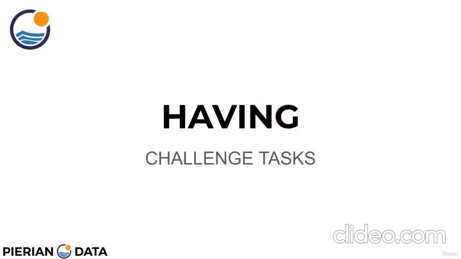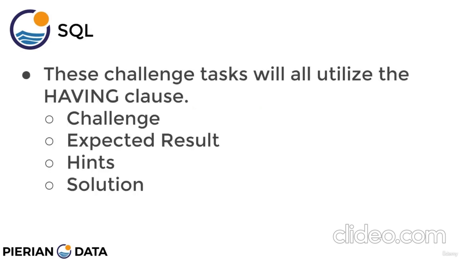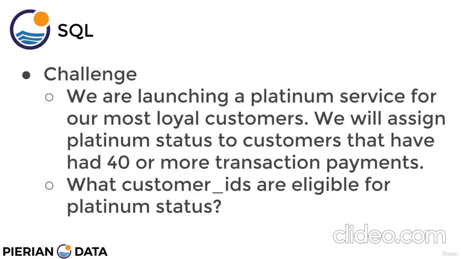Welcome back, everyone. In this lecture, we're going to give you some challenge tasks that focus on the HAVING clause. As always, we have the challenge, the expected result, some hints in case you need them, and then the solution. Let's get started. We are launching a Platinum service for our most loyal customers. We will assign Platinum status to customers that have had 40 or more transaction payments. What customer IDs are eligible for Platinum status?